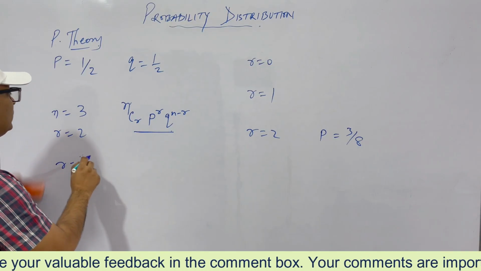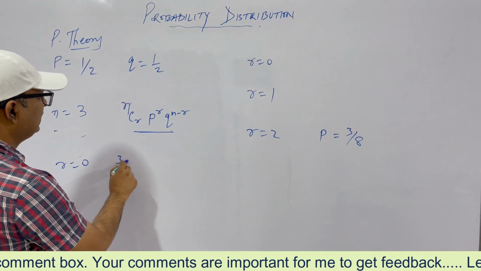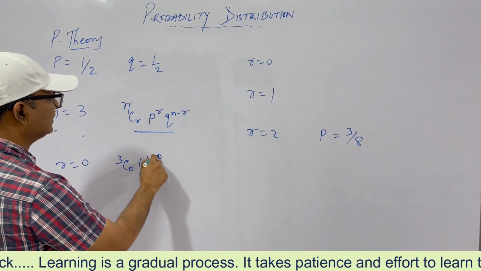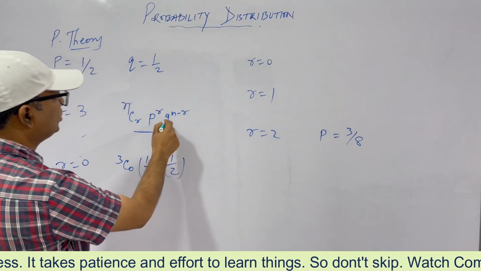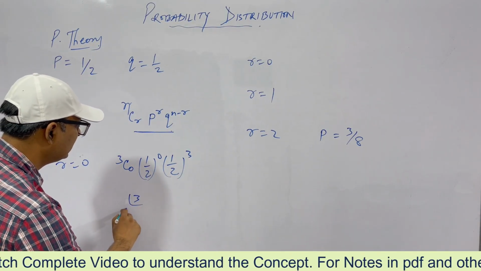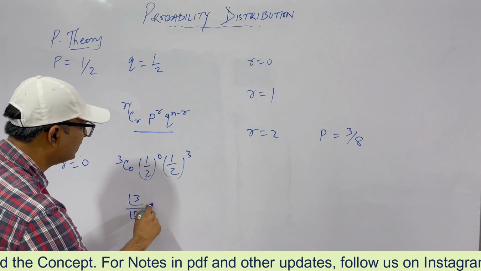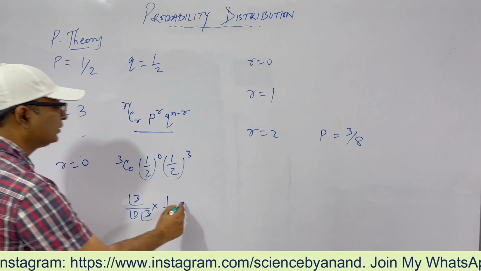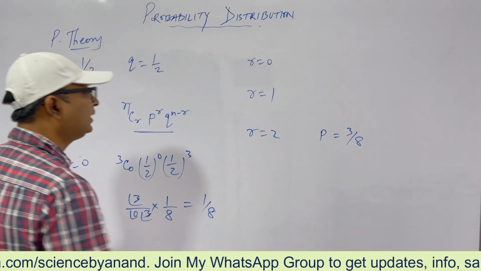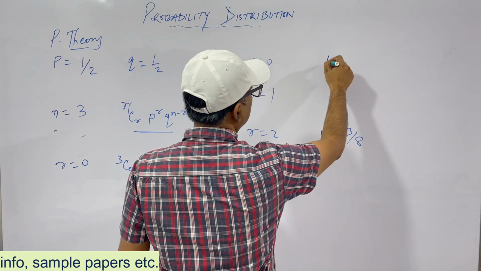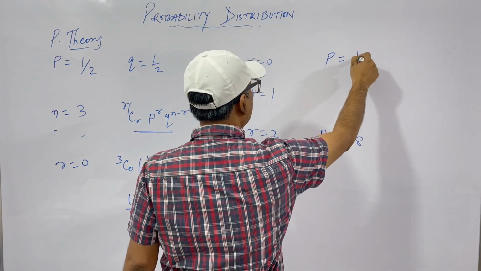For r equal to 0, this will be 3C0 p to the power r, that is 0, q to the power n minus r, 3 minus 0, that is 3. So this is factorial 3 over factorial 0 factorial 3, times 1/8. So this is 1/8. So the probability of not getting any head in the 3 number of times is 1/8.